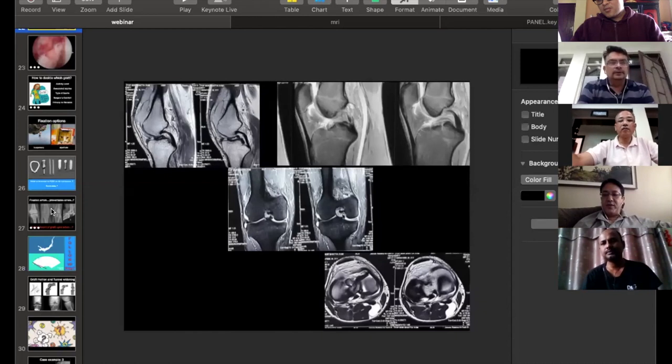So the way we do a meniscal repair and ACL combined is, we pass our sutures. If we do an inside out repair, we pass our sutures and then we do the ACL and tie the sutures in the end. Absolutely.